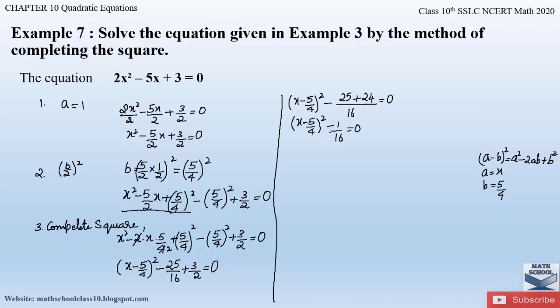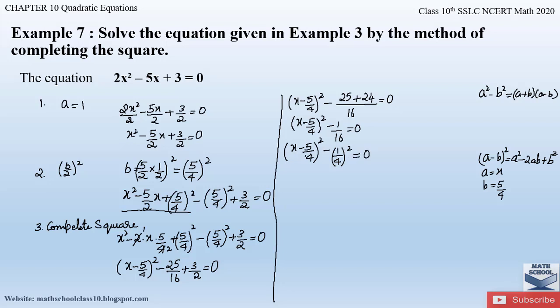Now we can send this term minus 1 by 16 to the right hand side, and we can take the square root on both the sides, or you can use the identity, that is a square minus b square is equal to a plus b into a minus b. So let me use this identity here. So this is of the form a square minus b square form, that is x minus 5 by 4 the whole square minus 1 by 4 the whole square. 4 4s are 16. So this is equal to 0.